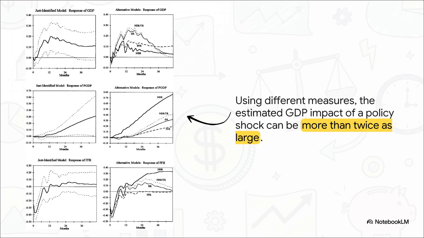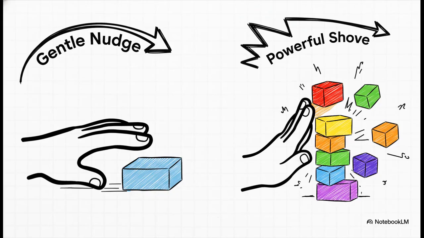It might look a little complicated, but the story is simple. The different lines show the estimated impact of a Fed policy change on the economy's output, on GDP. And just look at them. Depending on which of those old, flawed measures you use, the estimated effect is wildly different. In some cases, the impact is more than twice as large. And that right there shows you the real-world stakes.